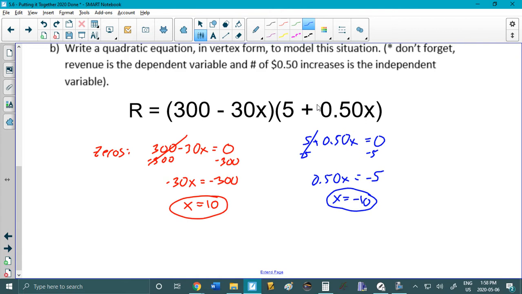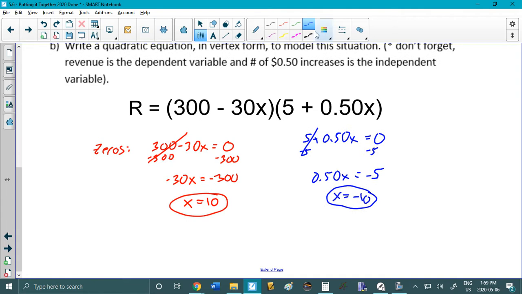If they charge $0, so if they change the price, if they increase it negative 10 times or they decrease it 10 times, then that's going to make this equal to 0. Right? So if you put in 10 here, this is the number sold, it goes to 0. If you put in negative 10 here and figure out what this would be, the cost goes to 0. So if no one comes, they make nothing. And if they don't charge any money, they make nothing.